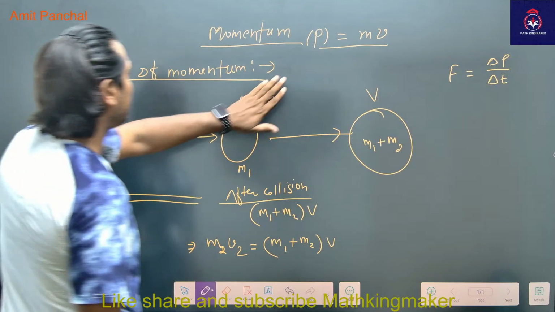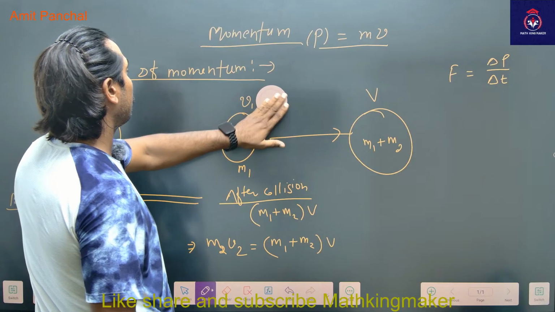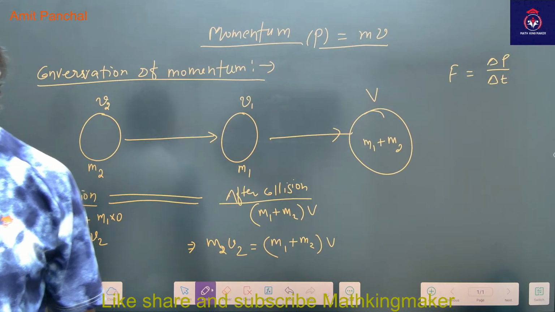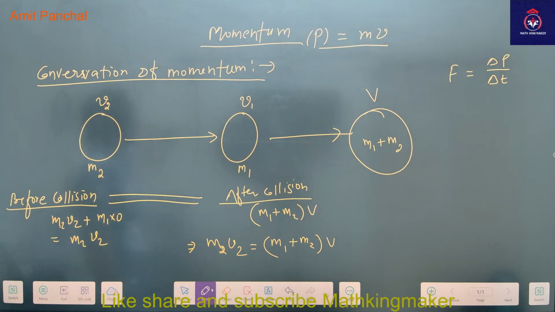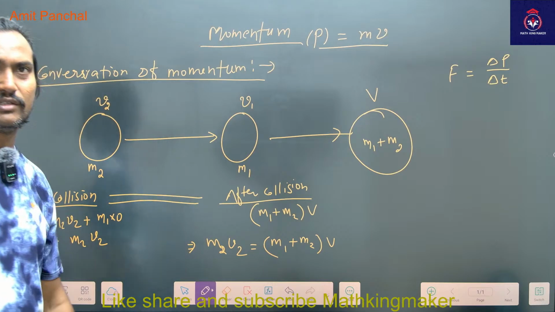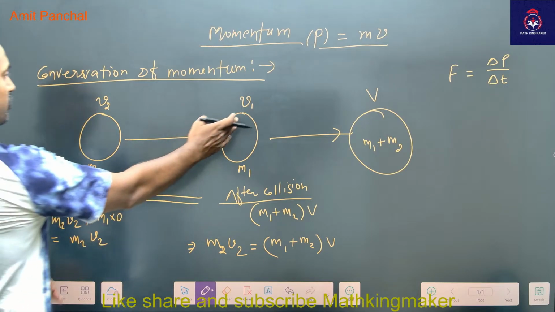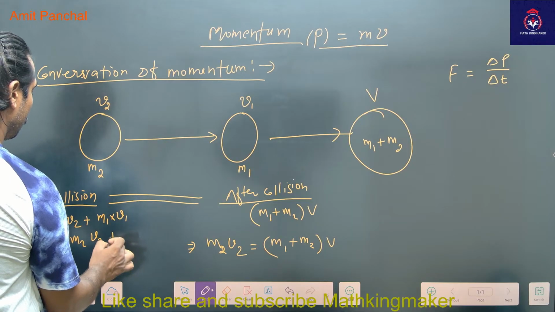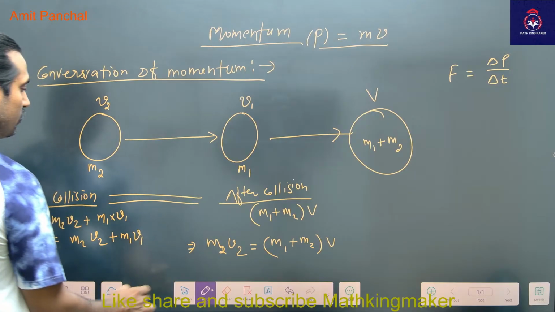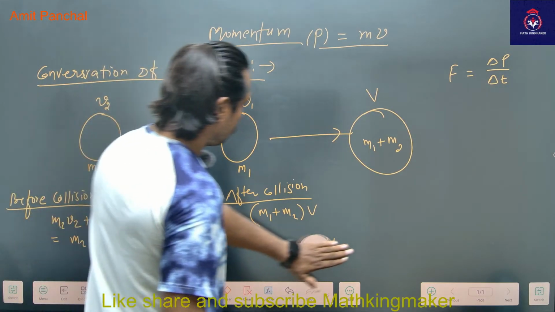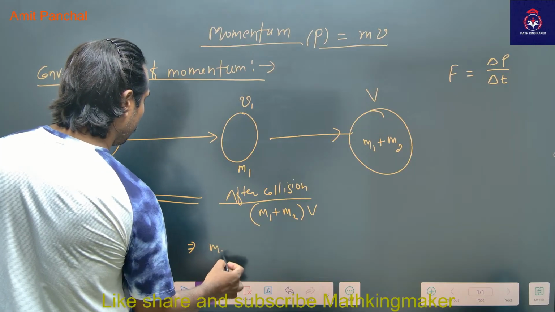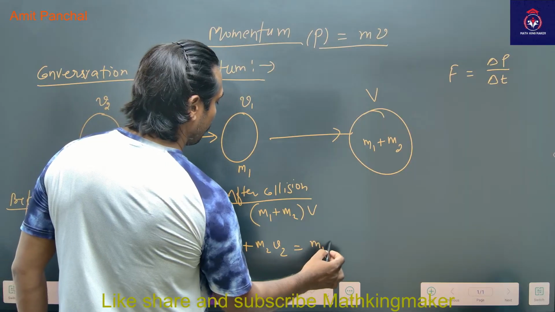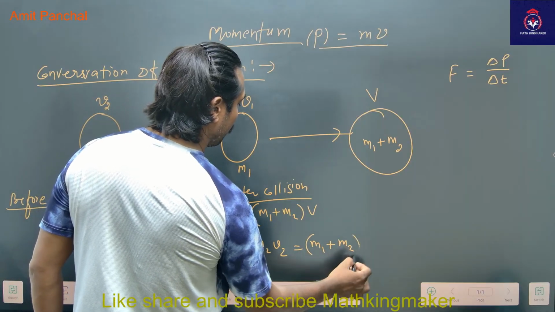But how do you know momentum will be conserved? Momentum will always be conserved. That is the law, provided that there is no friction or any other external force. Yes, that is an ideal situation. And if this velocity we take as v1, then your momentum will be m1v1. So m1v1 plus m2v2 equals m1 plus m2 into v.